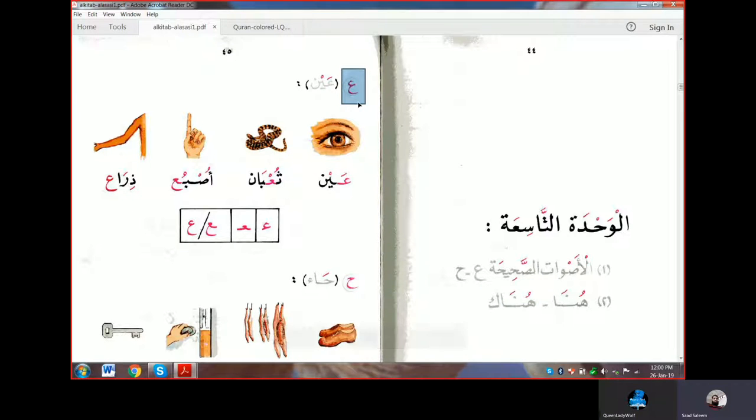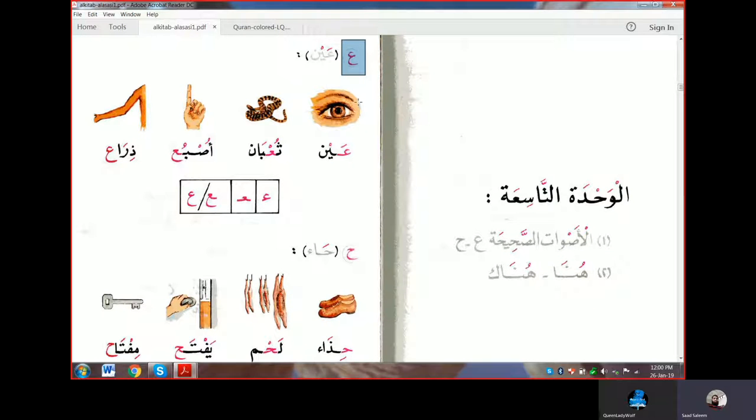Read this. Ain. Good. This is the first word. Read this. Ain. Ain means eye.